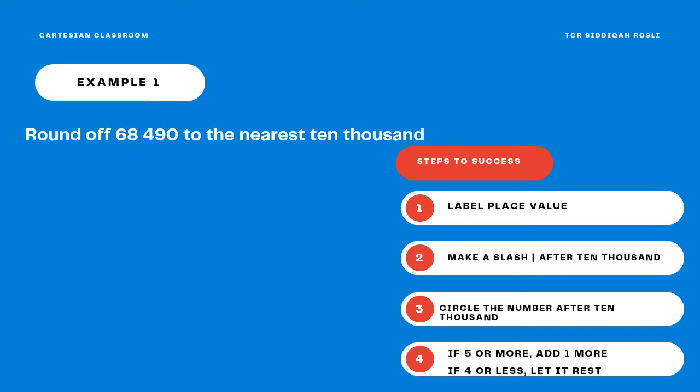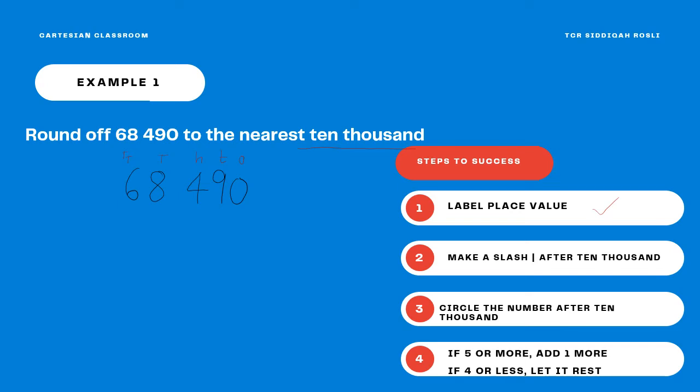Example 1. Round off 68,490 to the nearest 10,000. Our S2S on the side, so let me just write down the number down here, 68,490. So step 1 would be labeling the place value. We have our ones, tens, hundreds, thousand, and we have our 10,000. Now remember, this time we are rounding off the number to the nearest 10,000. That's step 1.